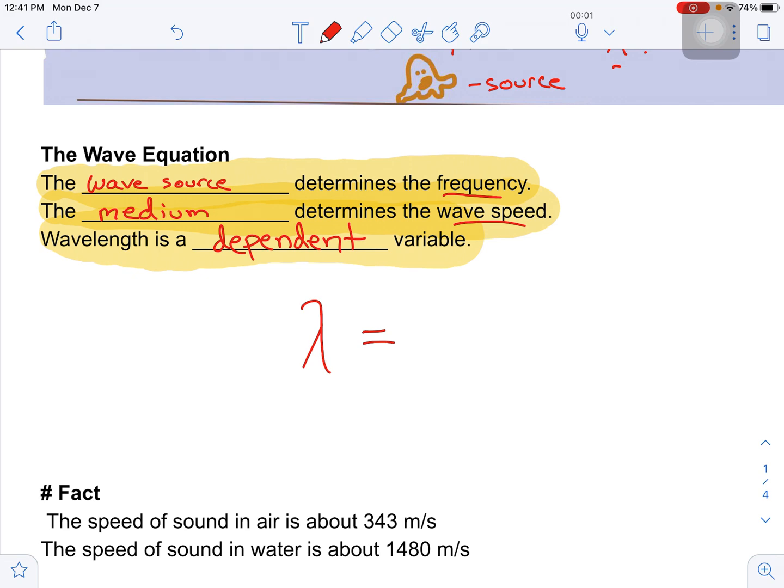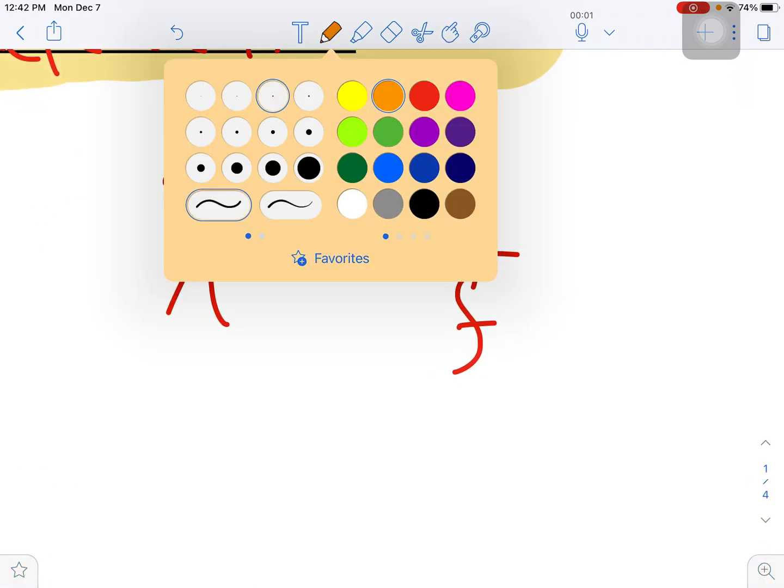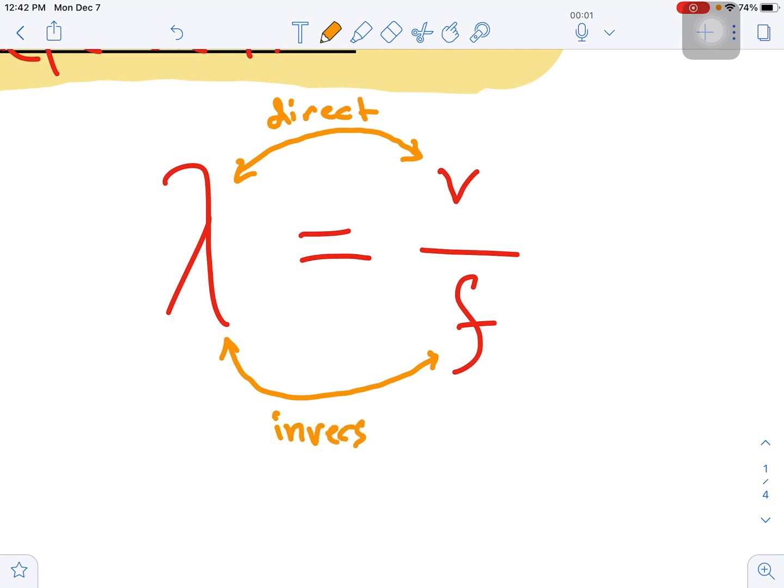Wavelength is directly proportional to the wave speed and inversely proportional to the frequency. Wavelength equals velocity divided by frequency. Let's write in those relationships. Velocity here, wave speed, is in the numerator. So if that increases, wavelength will increase. That's a direct relationship. You've seen this before, very helpful model. Frequency is in the denominator, so there's an inverse relationship here. If frequency doubles, wavelength will halve, or if frequency increases, wavelength will decrease.